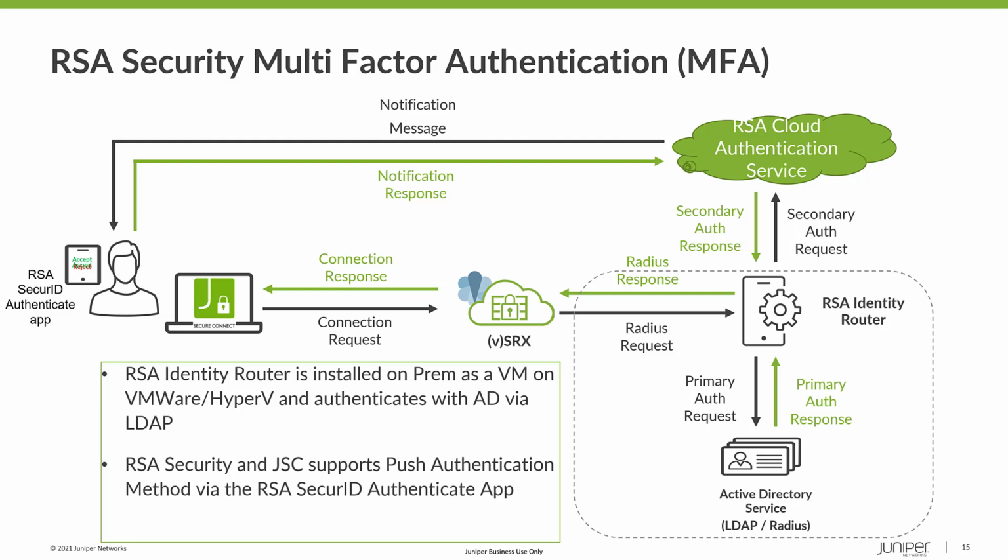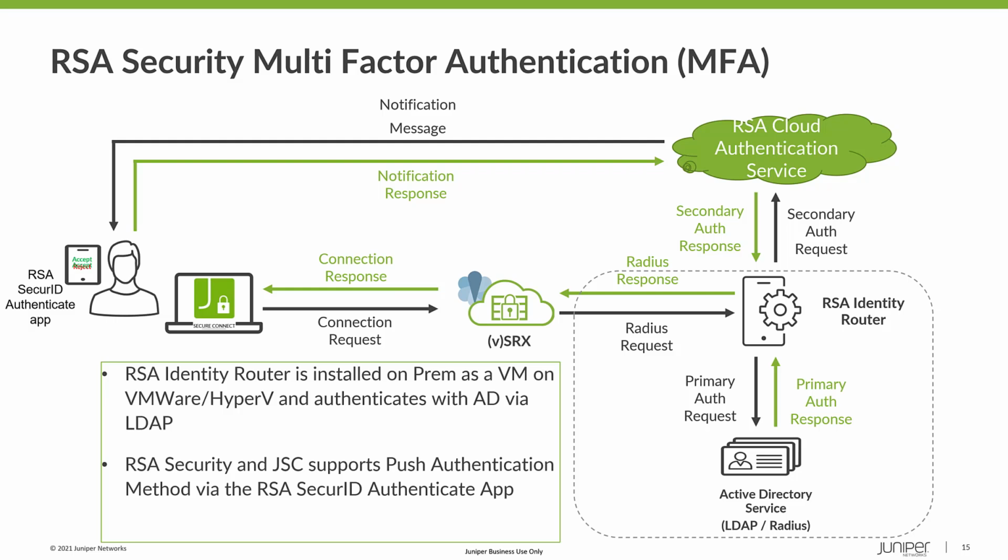When we enter our username and password in Secure Connect, it starts a connection request to the SRX, which sends that via Radius to the RSA Identity Router. It does a lookup on Active Directory for the username and password. If this is all okay, it then sends the secondary auth request to the RSA Cloud Authentication Service, which then pushes a notification to the RSA SecurID Authenticate app.